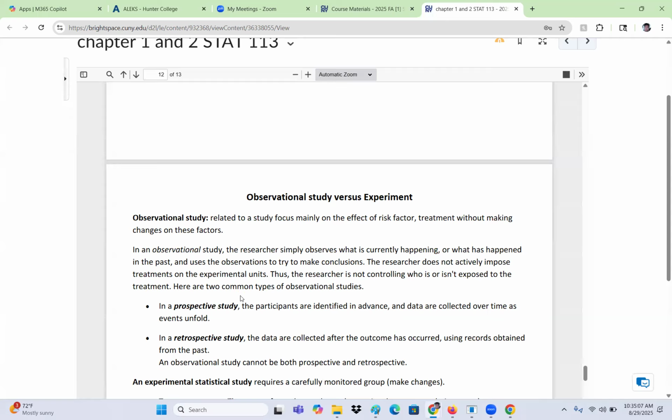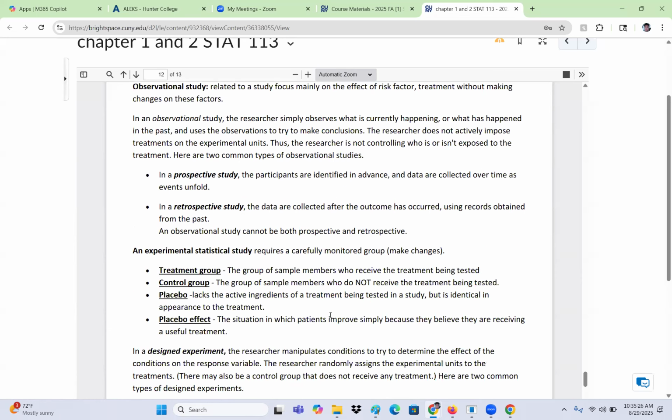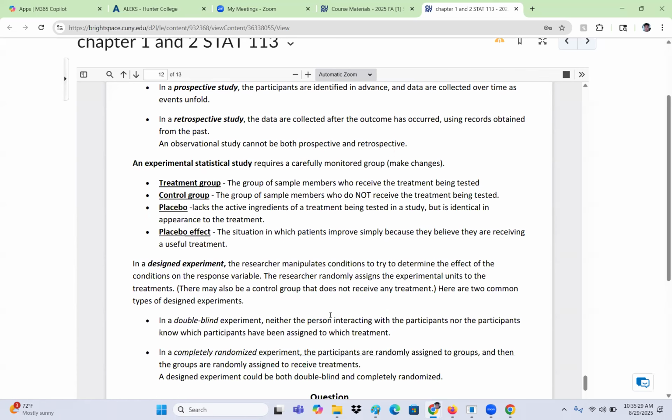There are two types, prospective and retrospective. Something we have to identify is the participants in the event, so we need to know what it is. Retrospective is something that already happened in the past. The experimental study is different. It is monitored, and we have double blind and single blind, and we can also have a completely randomized experiment.